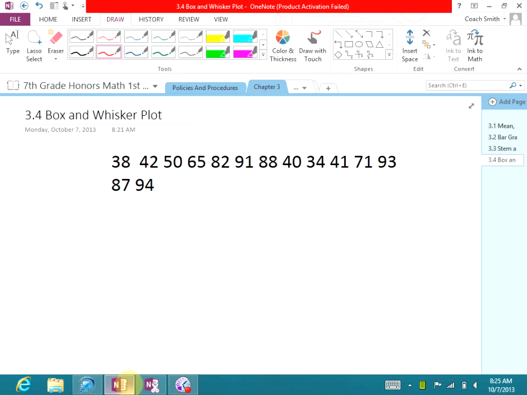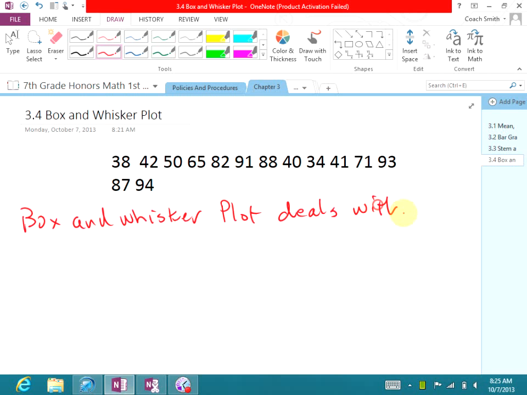All right, today we're going to talk about 3.4, which is Box and Whisker Plot. Okay, we talked about this a little bit last year, but basically, Box and Whisker Plot deals with median. Okay, it's exclusively, that's all it's going to deal with is median. Okay, it's not mean, it's not mode, any of those. It is going to deal with median.